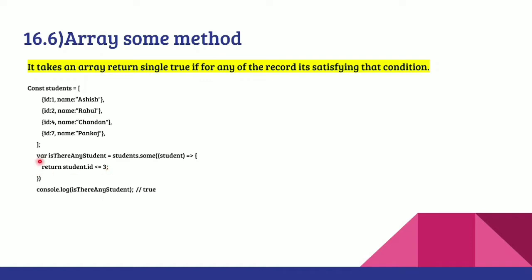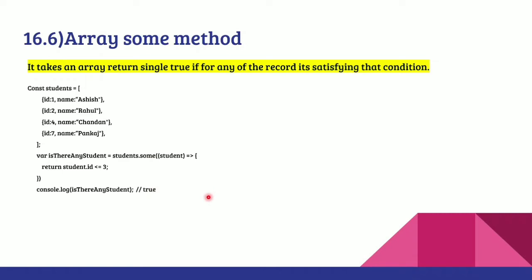So here we are writing "is there any student", then we are passing the students array to the sum method. And then we are saying student.id is lesser than or equal to 3. That means, is there any student whose ID is lesser than or equal to 3? So yes, it will return true.